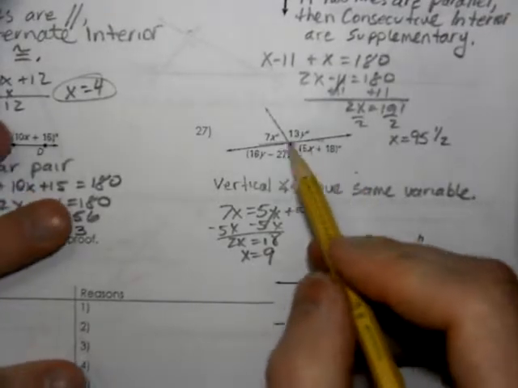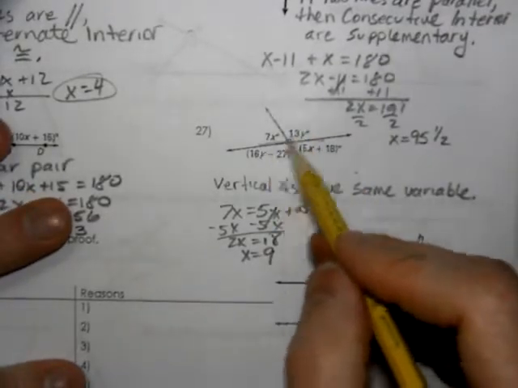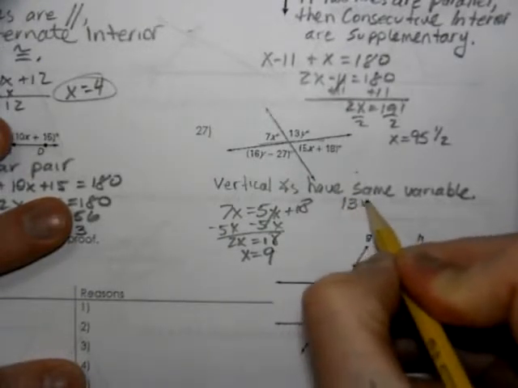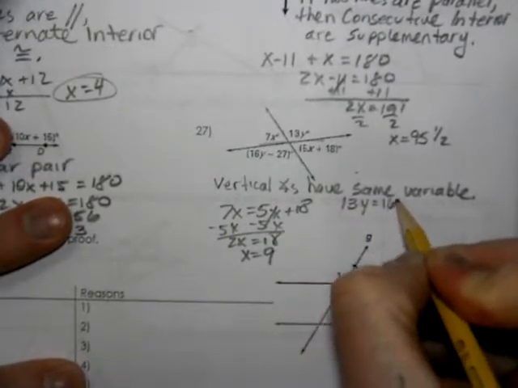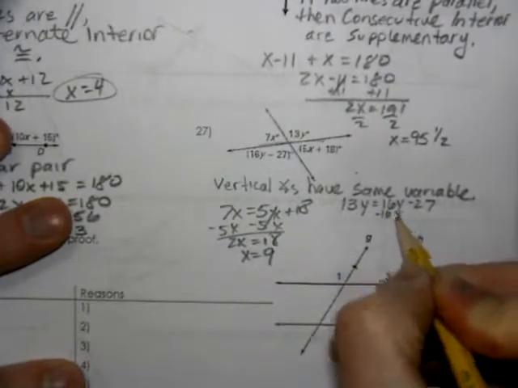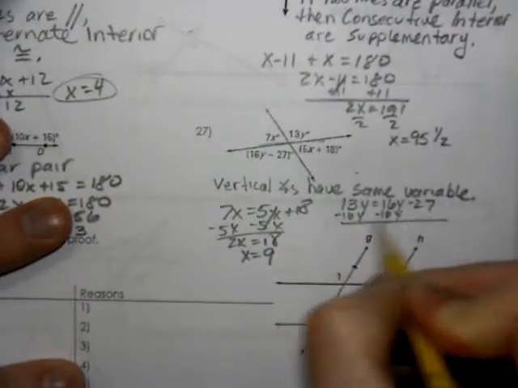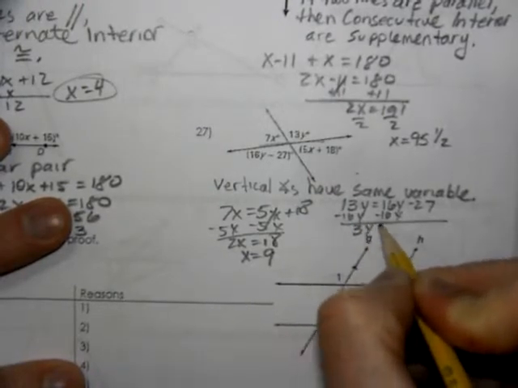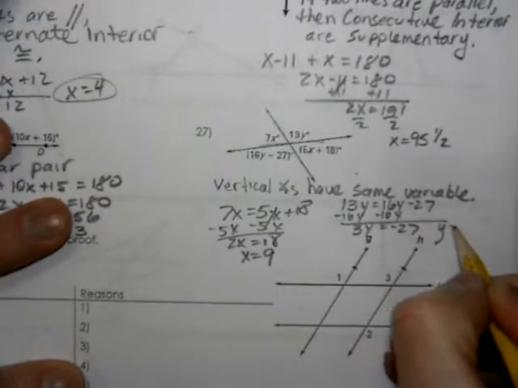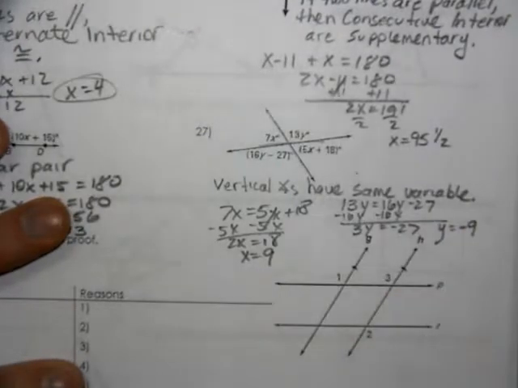The y value, those are also across from each other. So those are also vertical angles. So I'm going to subtract the 16 to get 3y, that equals negative 27, divide, and it looks like this comes out to be negative 9.